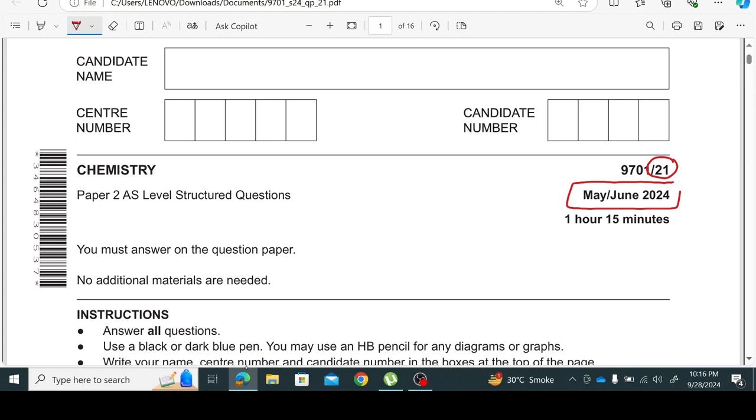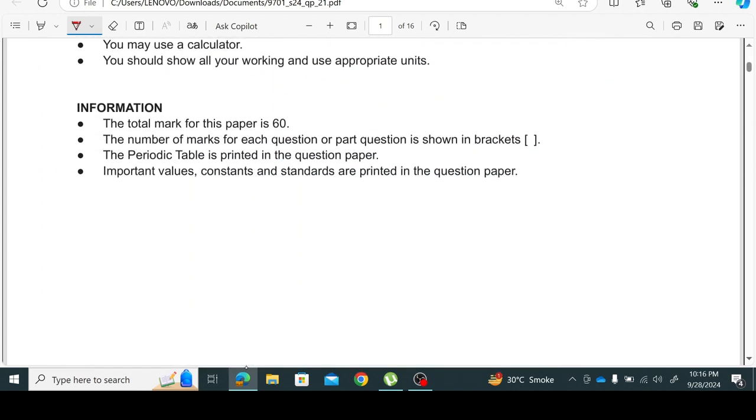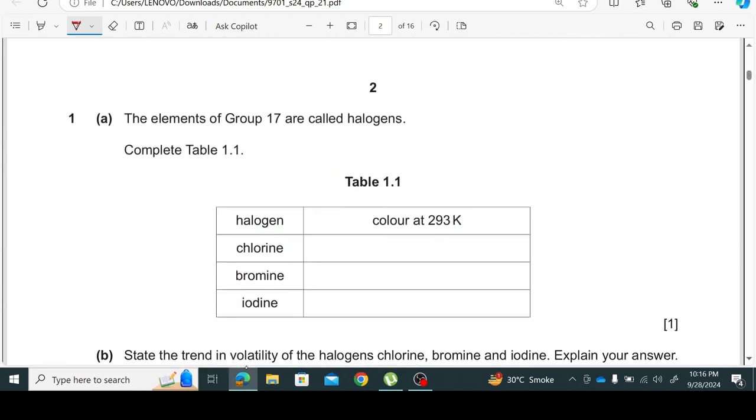Today we will discuss the latest AS level chemistry paper, May June 2024, and its variant is 21. So it is the latest paper, and today we are going to solve this. Okay, continue. So we have question number one.